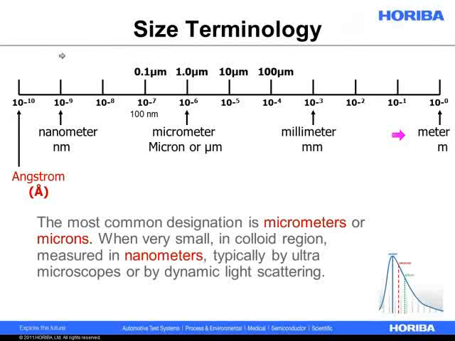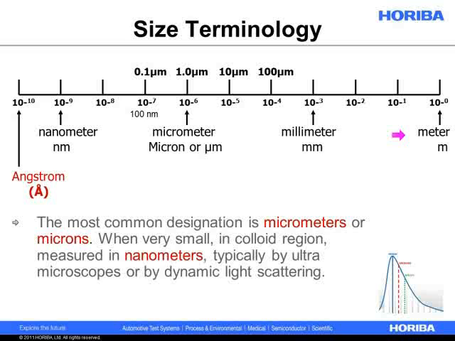Now let's define some size terminology. Most of the time, when we're talking about laser diffraction, we're talking in terms of microns. The LA950, for instance, can measure down to 10 nanometers. It can measure small, fine tails down to 10 nanometers. It can measure medians down to 30 nanometers, and it can measure medians up to about 2,900 microns, or 2.9 millimeters, with tails going up to 3 millimeters.